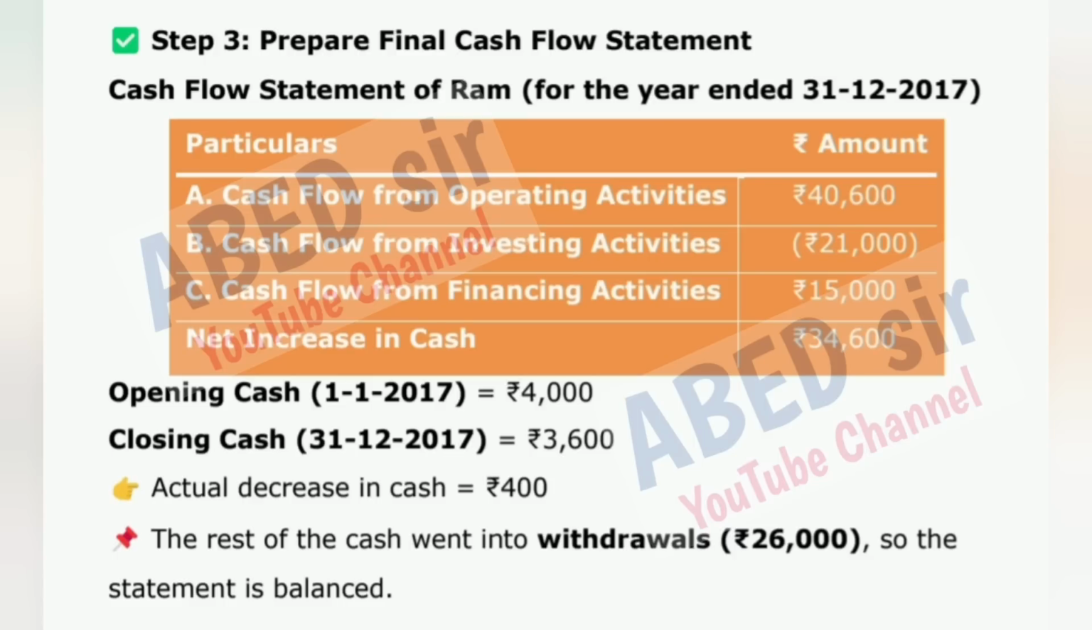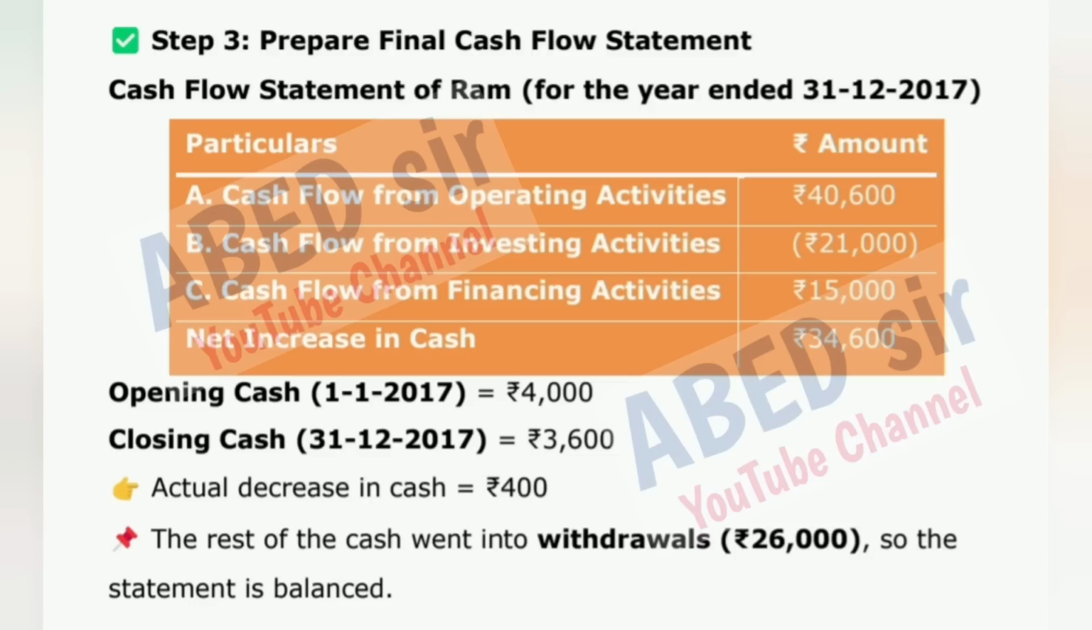Step 3. Prepare final cash flow statement. Cash flow statement of Ram for the year ended 31st December 2017. Particulars, amount. A. Cash flow from operating activities, 40,600 rupees. B. Cash flow from investing activities, 21,000 rupees. C. Cash flow from financing activities, 15,000 rupees. Net increase in cash, 34,600 rupees.